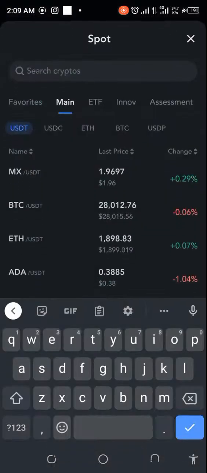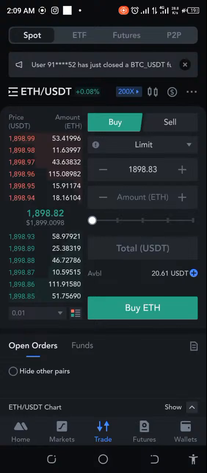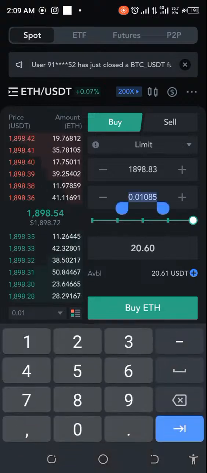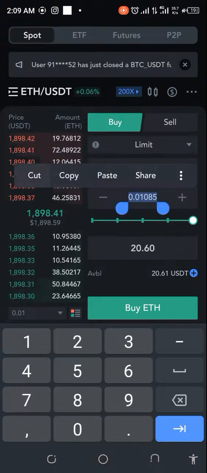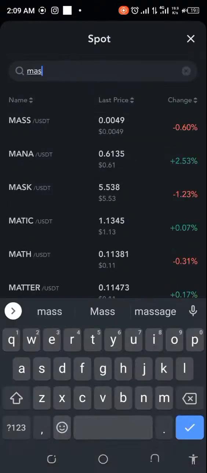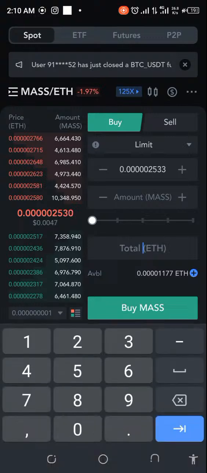Let's go ahead to ETH, and then we'll try to pick up what we have here, like $20.61. So I'm just going to pick that all up, and then I'm just going to copy. Oh, it didn't even pick everything up, it just picked up 20.60. That's fine. So let's just copy that, or cut it, whichever one you want, and then go over to MASS/ETH, because ETH happens to be the lower pair. So then we'll just paste this in the ETH segment, and let's see. Let's paste that here.